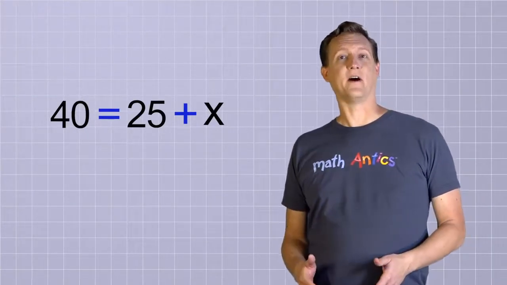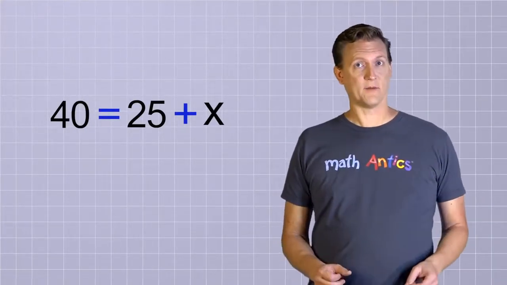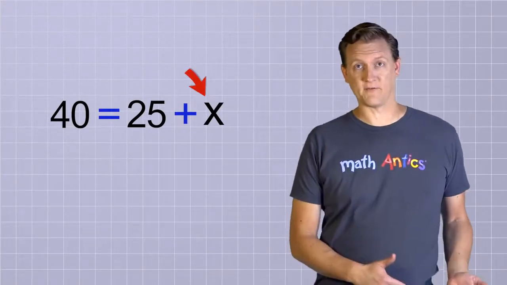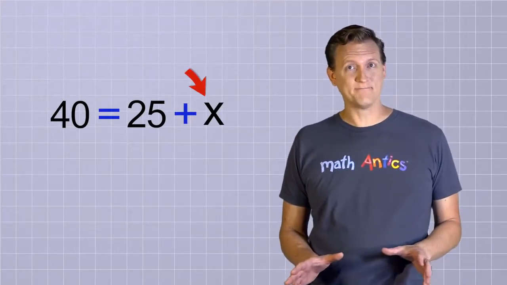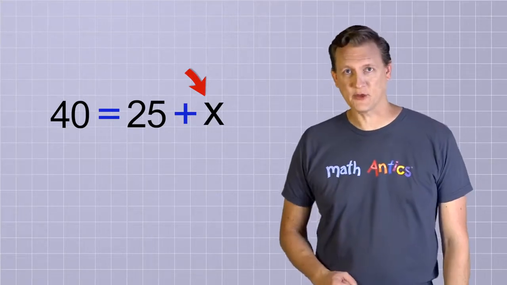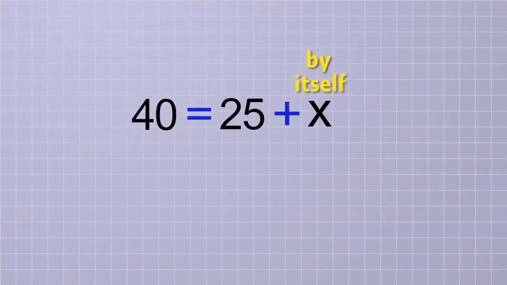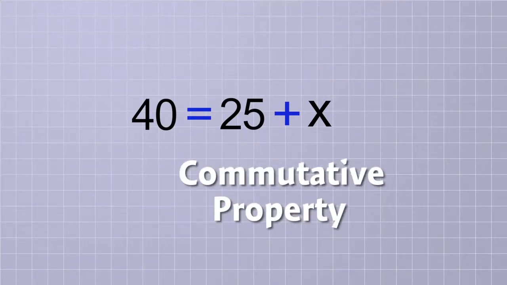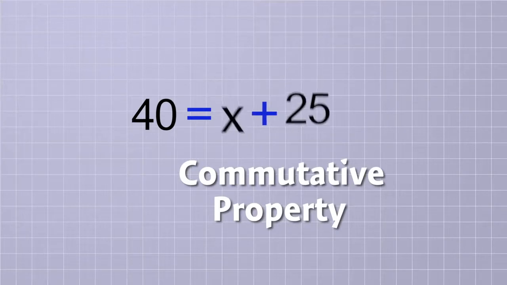40 equals 25 plus x. This time, the unknown value is on the right-hand side of the equation. Does that make it harder? Nope. We use the exact same strategy. We want to get x by itself, but this time x is being added to 25. But thanks to the commutative property, that's the same as 25 being added to x.